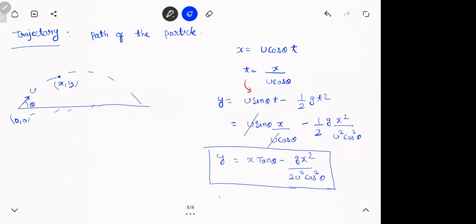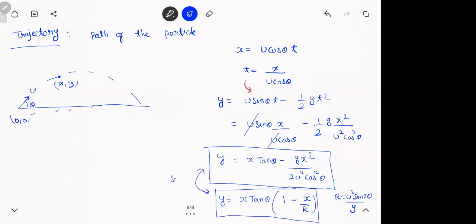Now, from an entrance perspective, there's an even better format. If you take x tan theta common, the formula becomes x tan theta into 1 minus x by R, where R is the range. You can prove this. I'm not going to do it. You can substitute R there and you will see both come the same. They're not different, I just wrote them in a different way. If you substitute R there and solve, you'll get the above equation. You can verify that.